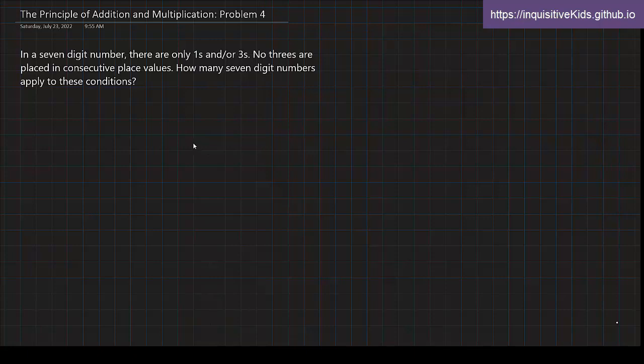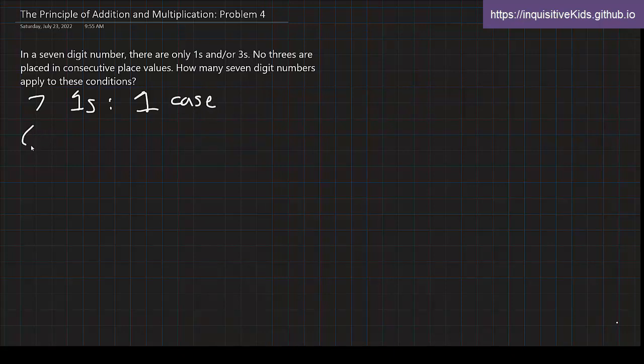So let's first talk about if there are 7 ones. Well, if there are 7 ones, then every single one of those place values is a 1, right? So that would be only one case.